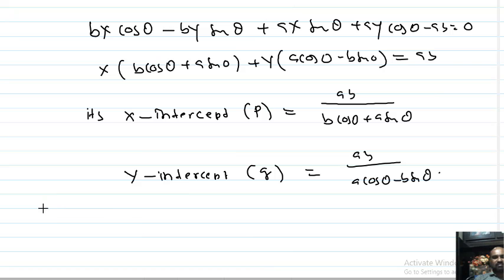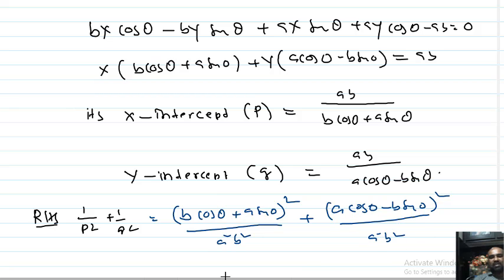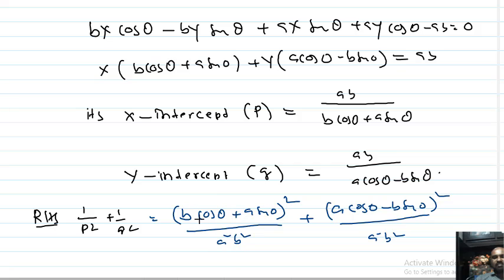Okay, now I want to take the RHS. What is the RHS? 1 by p square plus 1 by q square. Students, listen. 1 by p square is the reciprocal of this, no? b cos theta plus a sin theta whole square by a square b square. Squaring this and taking the reciprocal, plus squaring and taking the reciprocal, a cos theta minus b sin theta whole square by a square b square. So we can take a square b square LCM here. Expansion of only this one.